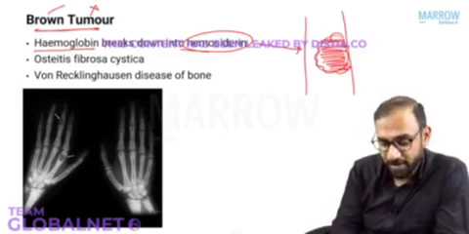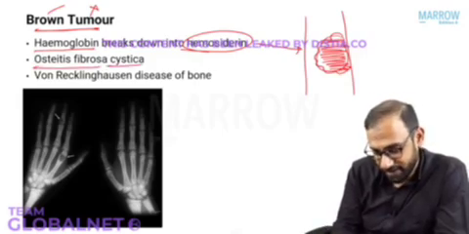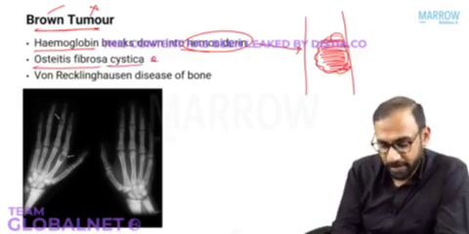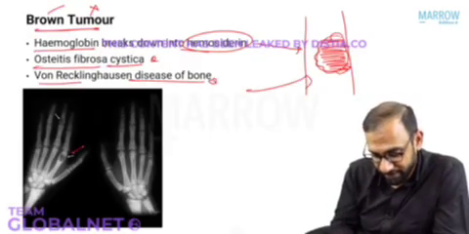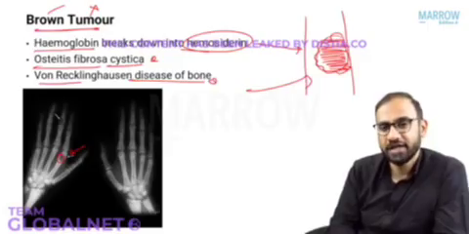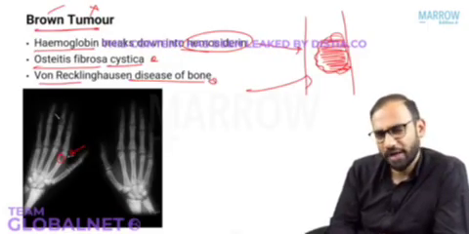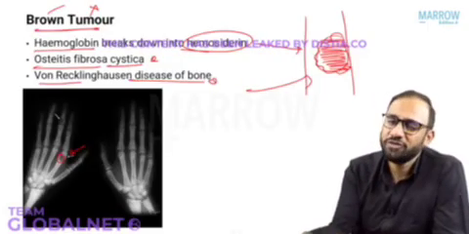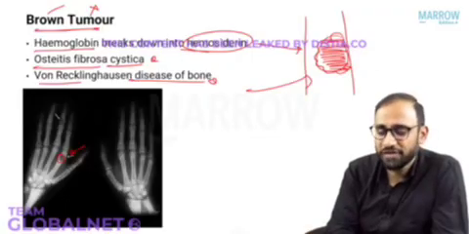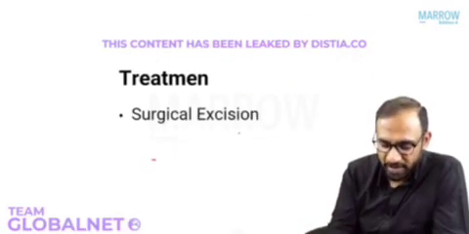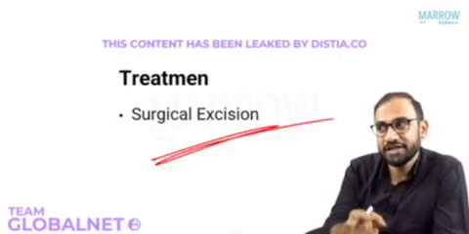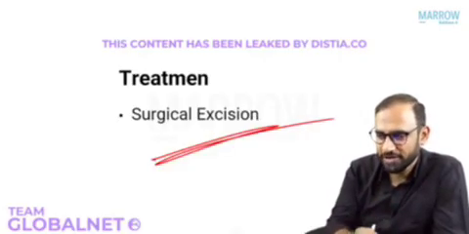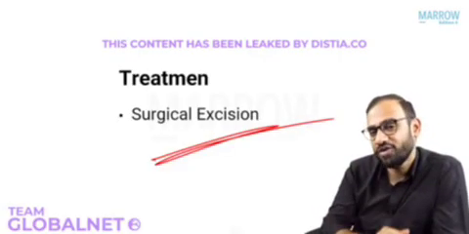Other names for this are osteitis fibrosa cystica. You can remember that. And von Recklinghausen's disease of the bone. You can clearly see this cavity here. Cavity in the bone. This is what primary hyperparathyroidism does. And what is the treatment of primary hyperparathyroidism? If it is because of an adenoma, go and remove the adenoma, surgical excision. Right? Don't worry about it. Now, the last thing in terms of parathyroid hormone I want to discuss, which is very important, is renal osteodystrophy.